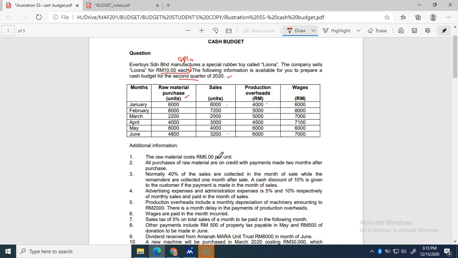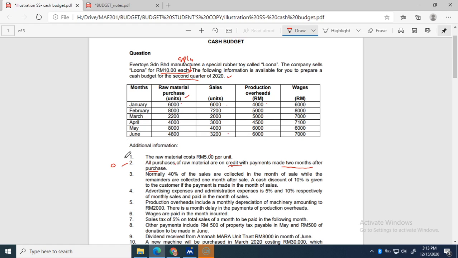The raw material cost is 5 ringgit per unit. So that means the units here you have to times with the price per unit of material, you get the cost of purchase of the material. So all the purchases of material are on credit, no cash purchase. So this raw material you have to pay the payment made 2 months after purchase. So this is cash outflow.